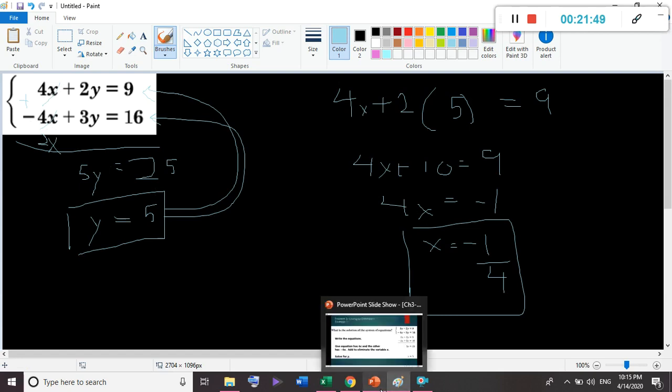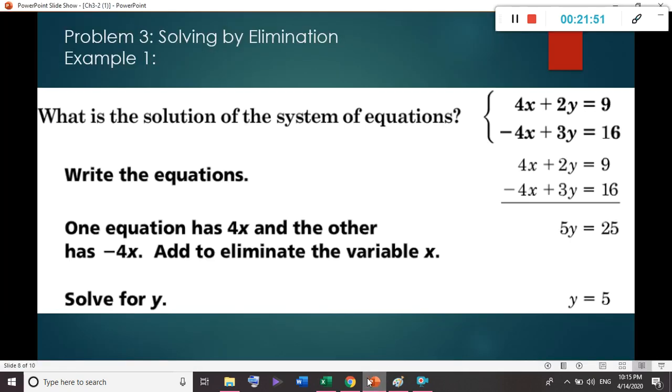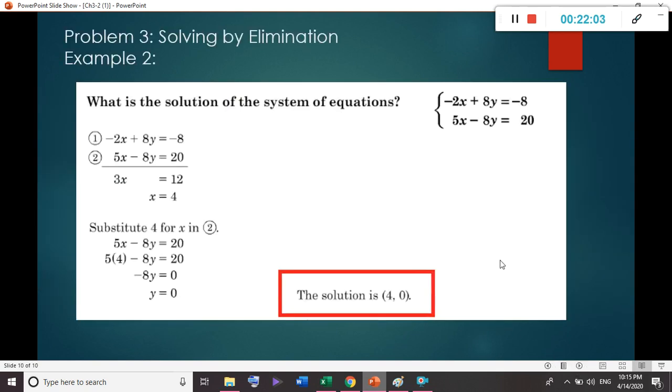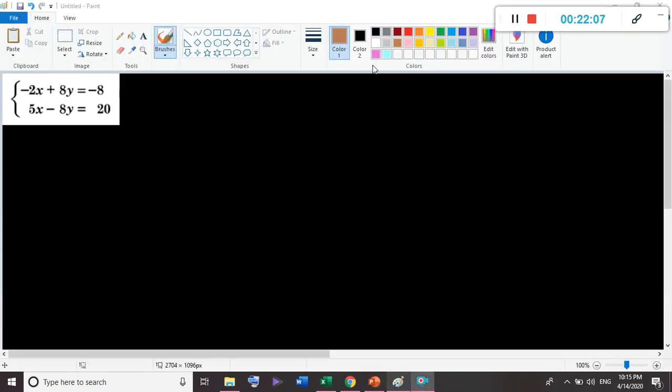So let's first of all check the answer here. y equals 5 and x equals -1 over 4. So yes, y equals 5. Then here, finding the answer, x equals -1 over 4. So this is the solution. That's right. Let's go for the second example here, solving this system using elimination.